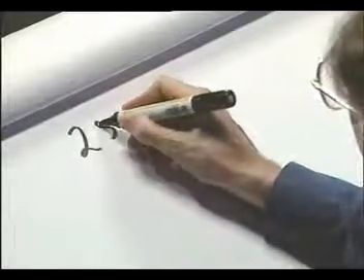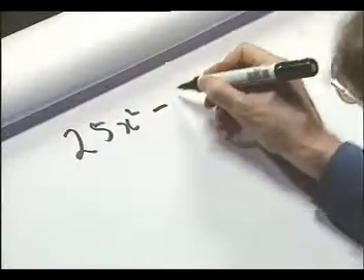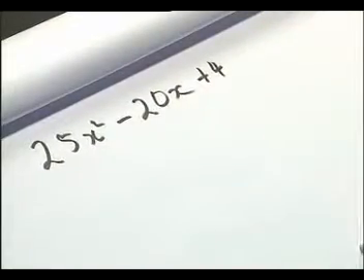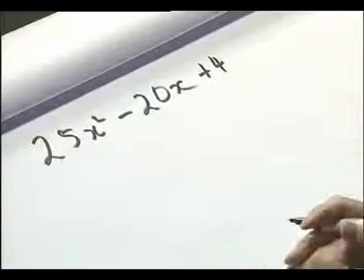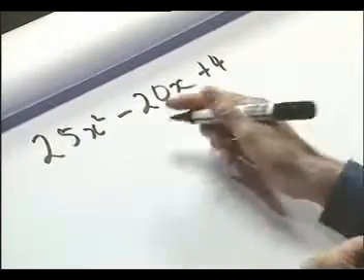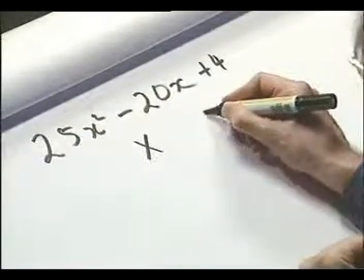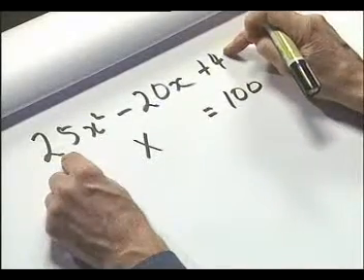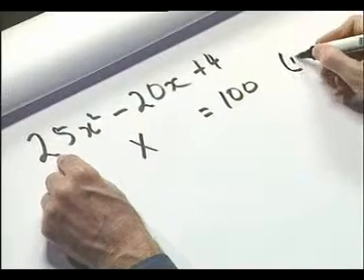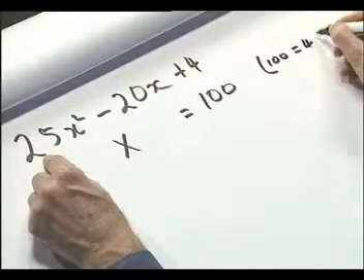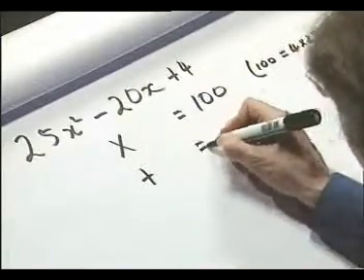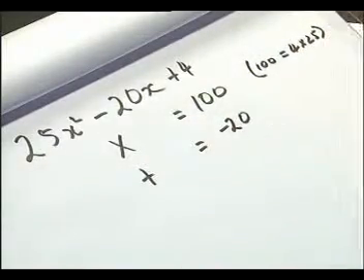Let's just check that. 25x squared minus 20x plus 4. So if we didn't recognize this as a complete square, we would be looking for two numbers that would multiply together to give us 100. The 100 is 4 times by 25. Just write this at the side. 4 times by 25. And two numbers that would add together to give us minus 20.